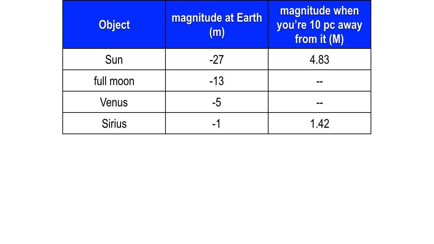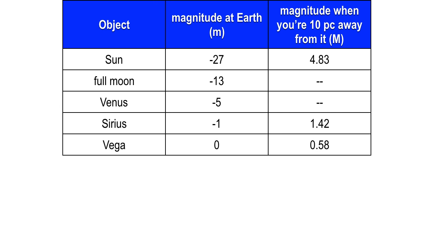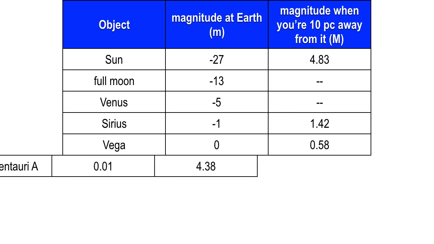That's even brighter, apparently. But even if we were 10 parsecs away, it would still be pretty good and bright, okay? Vega, 0 and 0.58. So that tells you that we're fairly close to Vega. We're actually a little bit closer than 10 parsecs away from Vega, because if we were exactly 10 parsecs away from Vega, then this would be 0 and 0. But this one's a little bit bigger than 0, so that means we're actually a little bit closer than 10 parsecs.